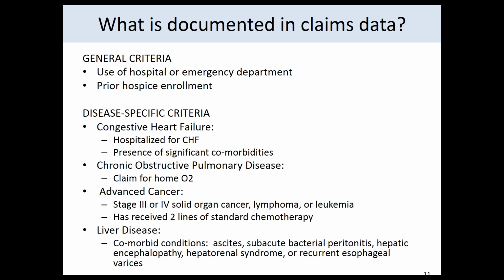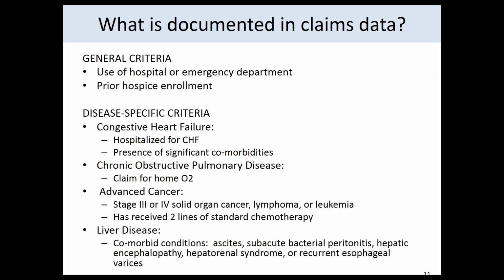So let's just look at a few specific examples of what's in the eligibility criteria that could be pulled from claims data. From the general criteria, you can certainly look for use of the hospital or the emergency department. Basic utilization data is available to just about everyone. As I mentioned, you could probably also look for individuals who have enrolled in and graduated from hospice as evidence of advanced irreversible illness. For the disease-specific criteria for CHF, you can certainly look for hospital admissions where the primary diagnosis was heart failure. You can also use claims data to get at the presence of significant comorbidities.